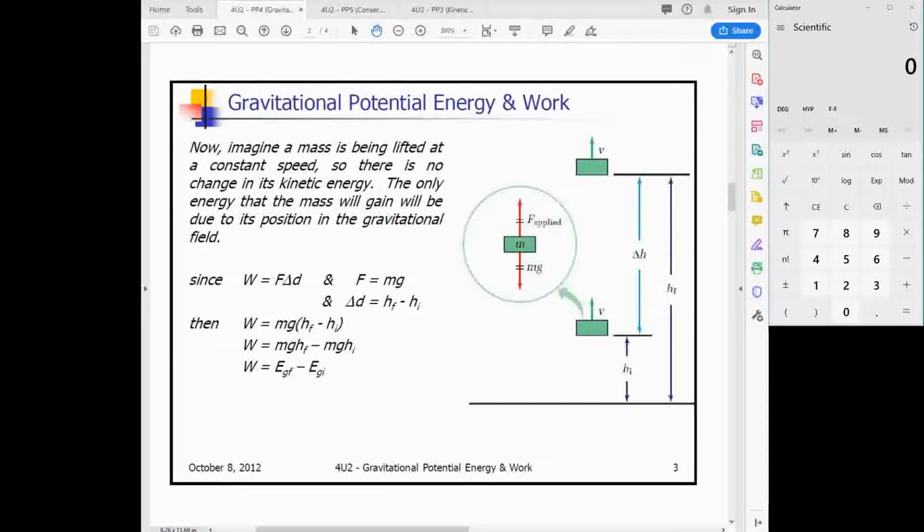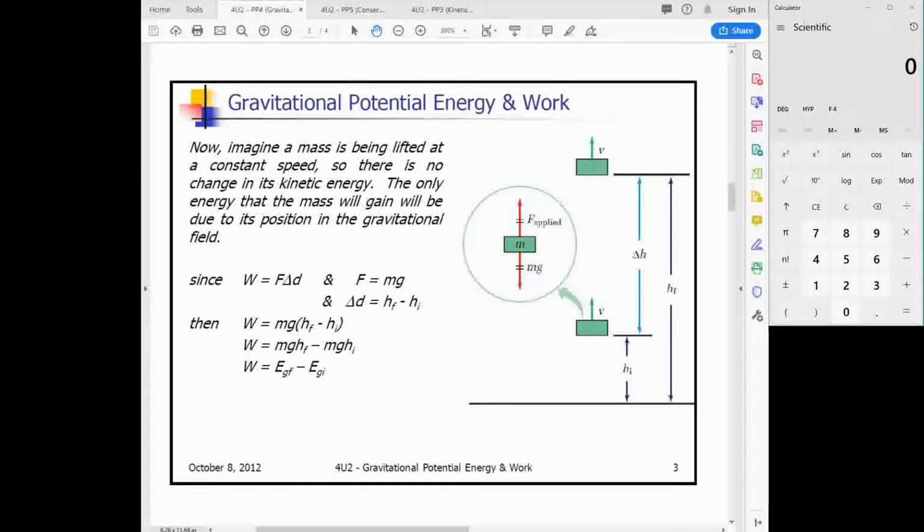So let's look at gravitational potential energy and work. So imagine we have a mass that's being lifted at a constant speed, so there isn't a change in its kinetic energy. The only energy the mass will gain will be due to its position in the gravitational field. So the higher it is, the greater its energy.